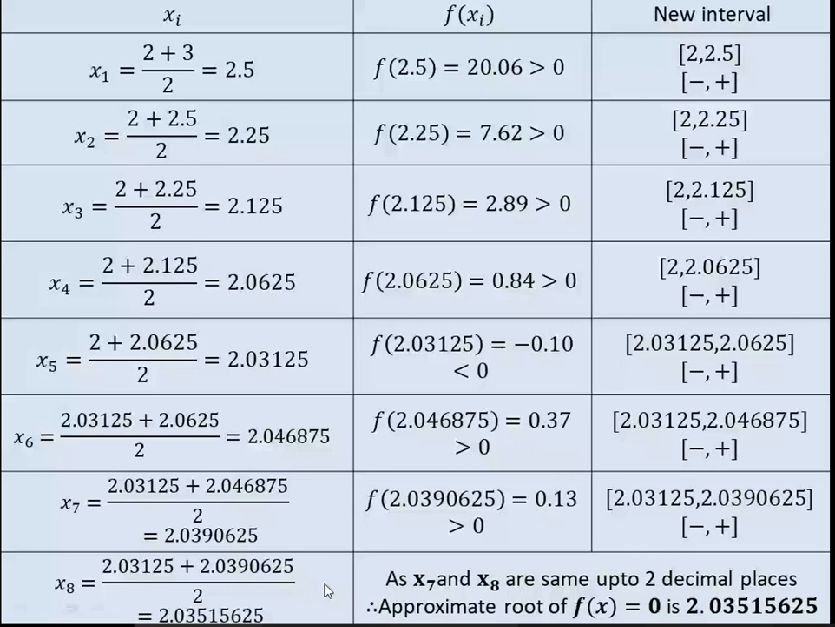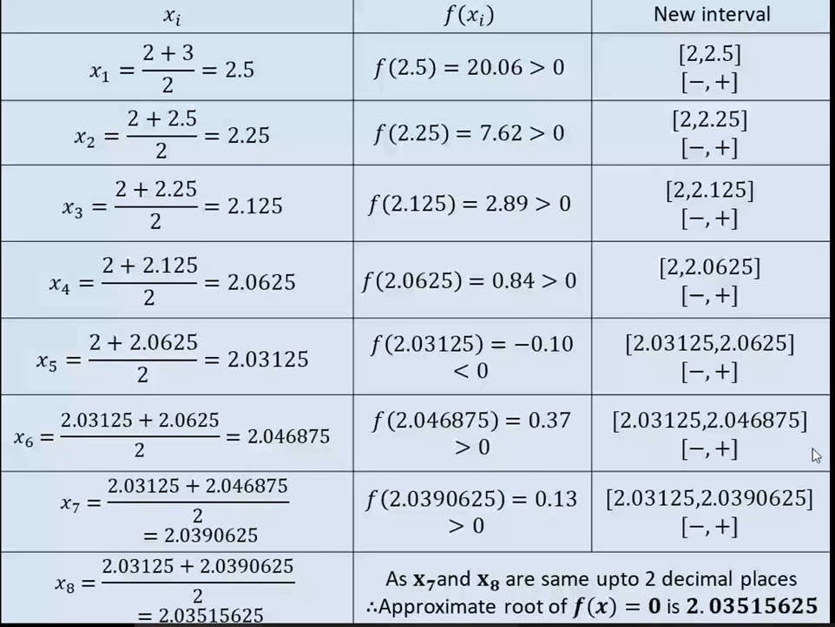Okay, but here we are considering the problem for the roots up to 2 decimal places. So up to 2 decimal places, these two are matching, these two are the same. So the next iteration, the next value, we call it an approximate root of the function. So this is the approximate root, 2.035152625. Okay, so it is a very easy method. Important is doing the calculation and remembering the corresponding method.